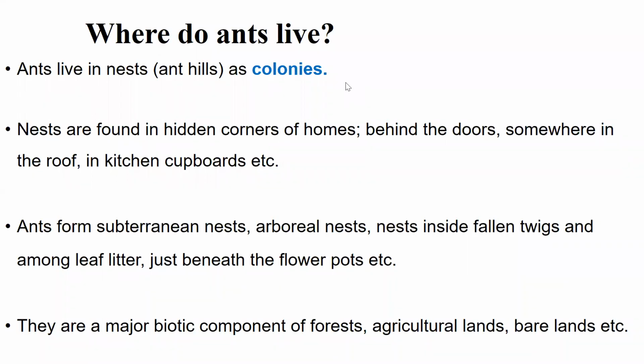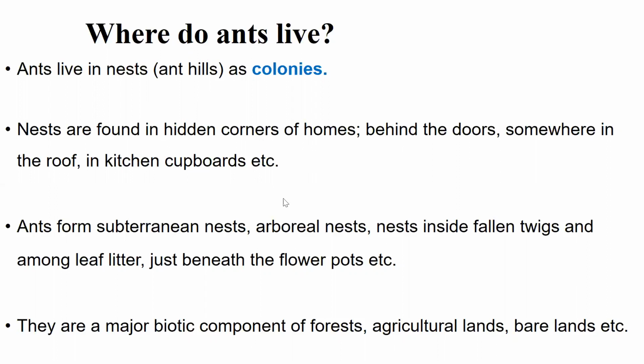Where do ants live? Ants live everywhere. Don't we see them everywhere in our surroundings? Usually, ants live in nests as colonies. These nests are also called ant hills. Nests are found in hidden corners of homes, behind the doors, somewhere in the roof, in kitchen cupboards, and many other places. Ants form subterranean nests. Subterranean means slightly below the soil level, so under the soil or inside the soil.